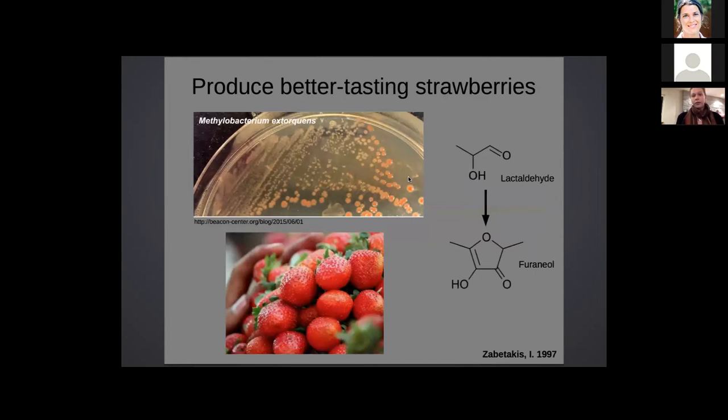For example, with a certain microbial makeup, you can produce a better tasting strawberry. This bacteria, Methylobacterium extorquens, naturally lives on strawberries. What people have found is that if you put more of it on a strawberry, the strawberry tastes better. The reason is this chemical, furanial. Furanial is the chemical that makes strawberries taste like strawberries, one of two chemicals. It turns out that Methylobacterium extorquens is making lactaldehyde, which is the precursor to furanial. So if you add more Methylobacterium, you get more lactaldehyde, and then you get more furanial, so your strawberries taste better.